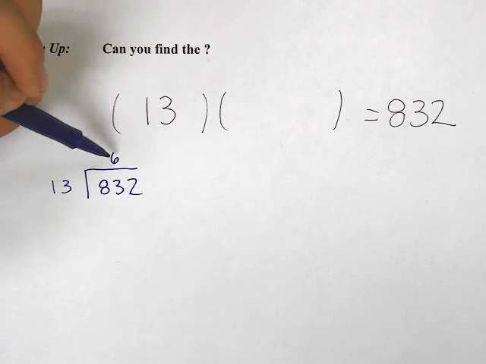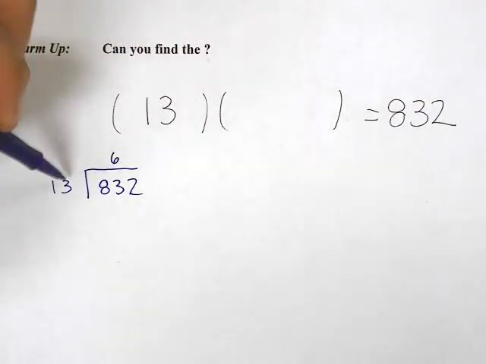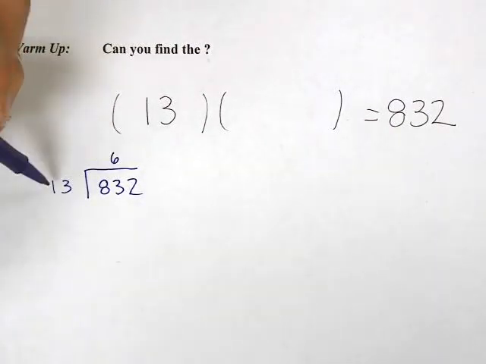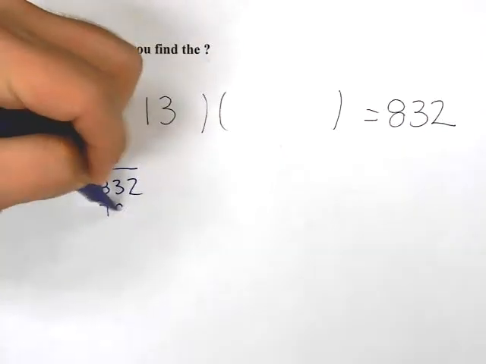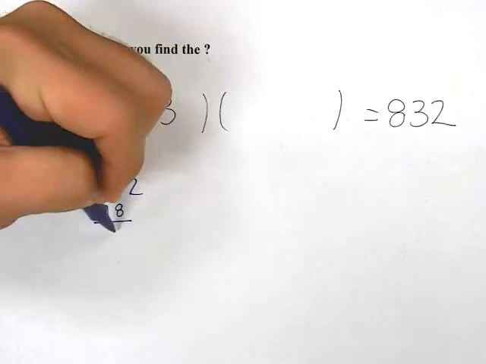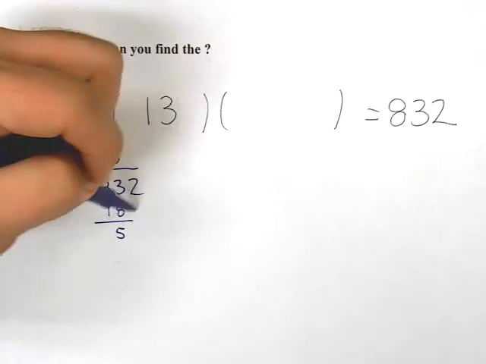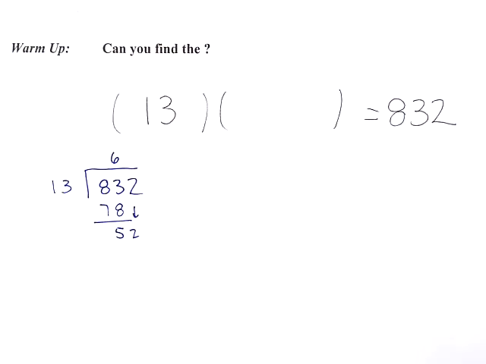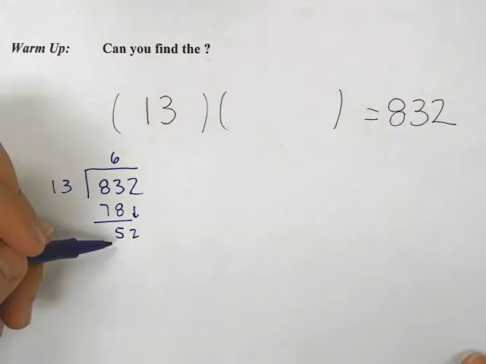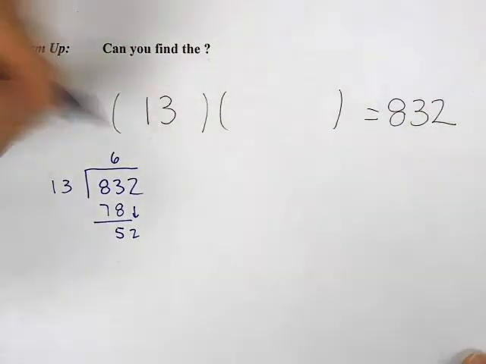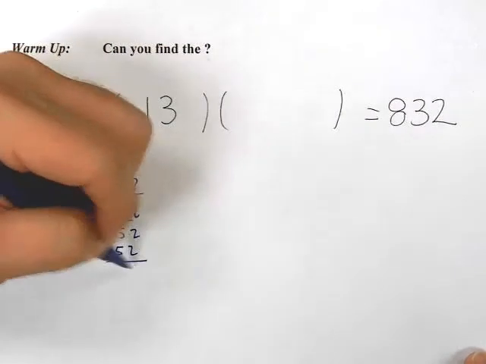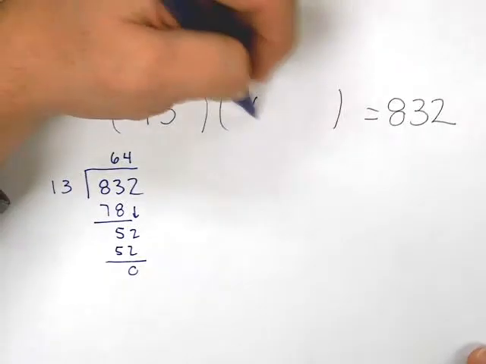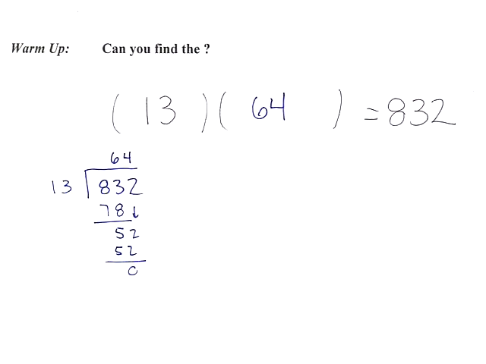What you do next, if you guys remember, is you multiply this. You need to figure out what's left over. So 6 times 13, 60 plus 18, 78, which leaves me with a 5. And then I bring down the 2, so I have 52. How many times does 13 go into 52? 4. 4 times 13 is 52. Remainder 0. We're done. We now know that our answer is 64.